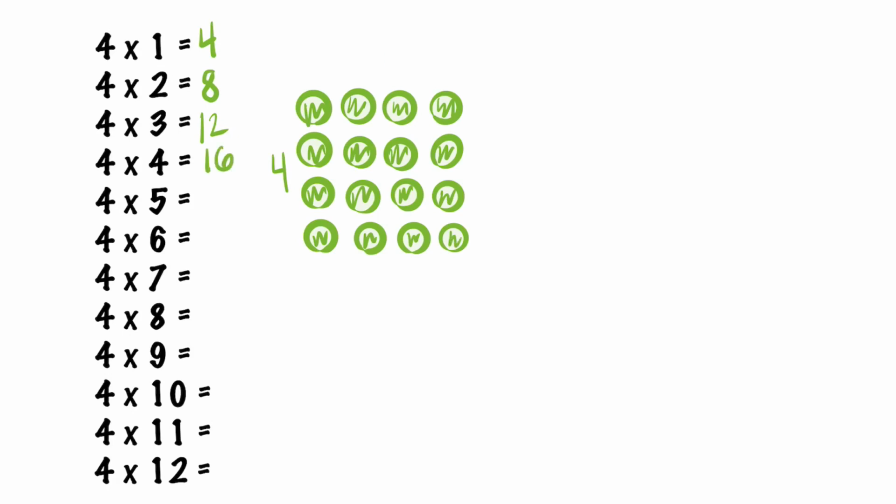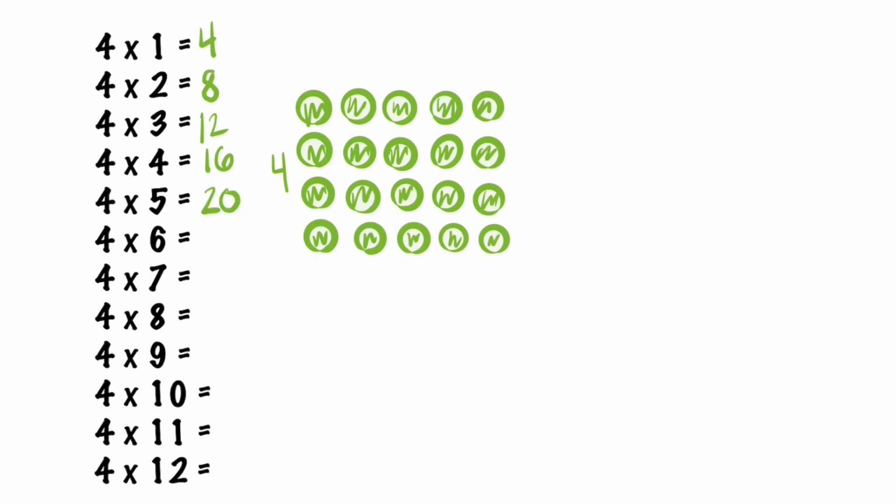4 times 5 means 4 rows of 5. Let's draw 5 in each row. Let's go ahead and label that 4 times 5. And now let's count them up. We have 16, 17, 18, 19, 20.